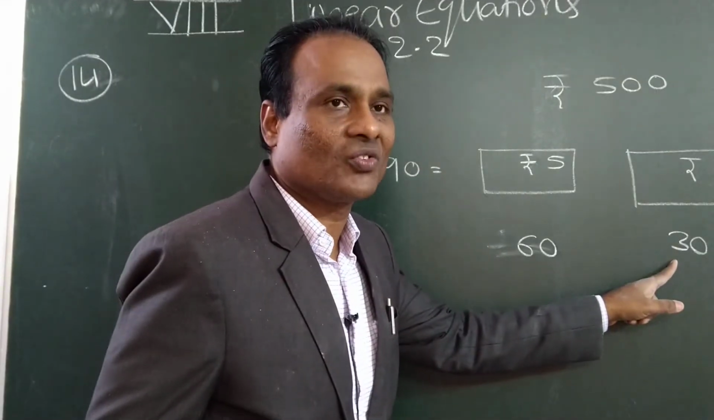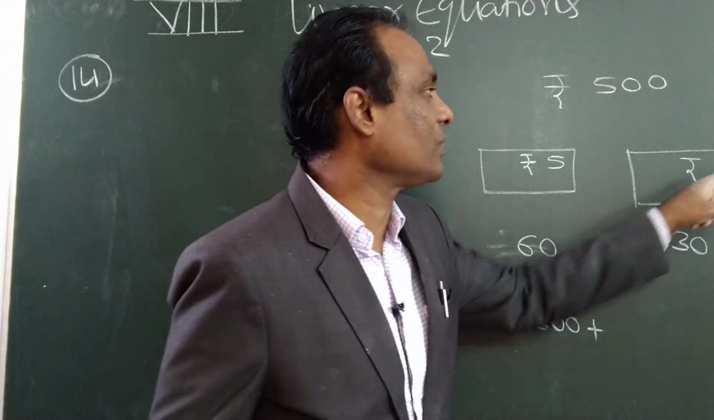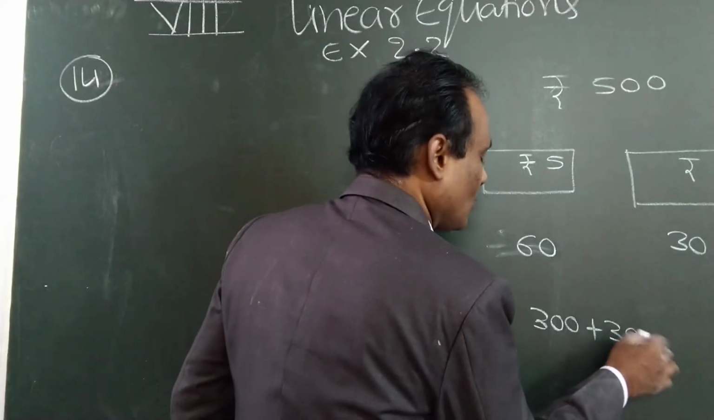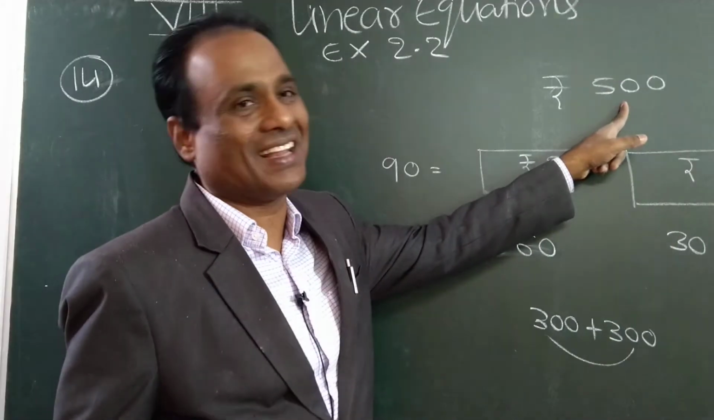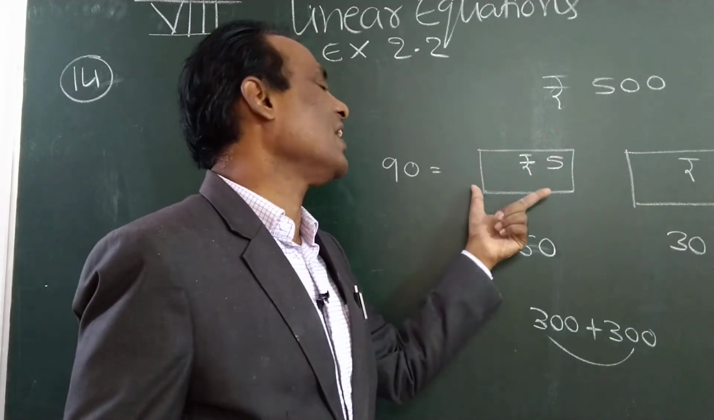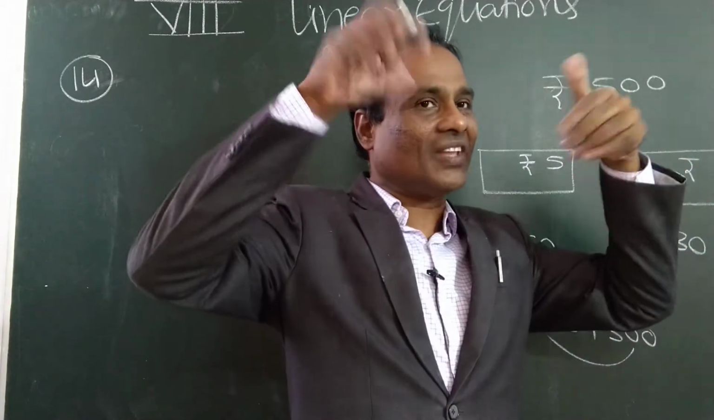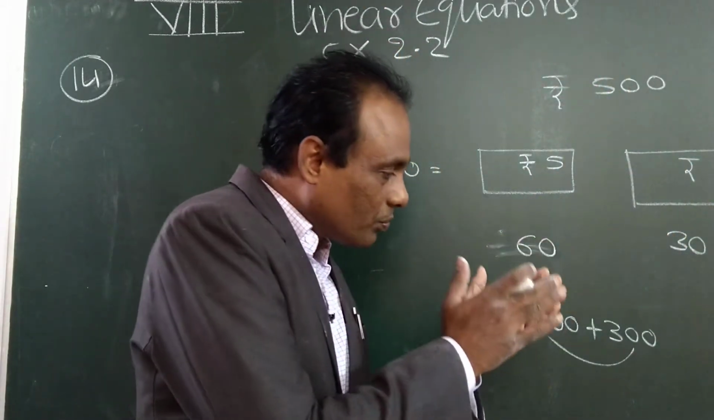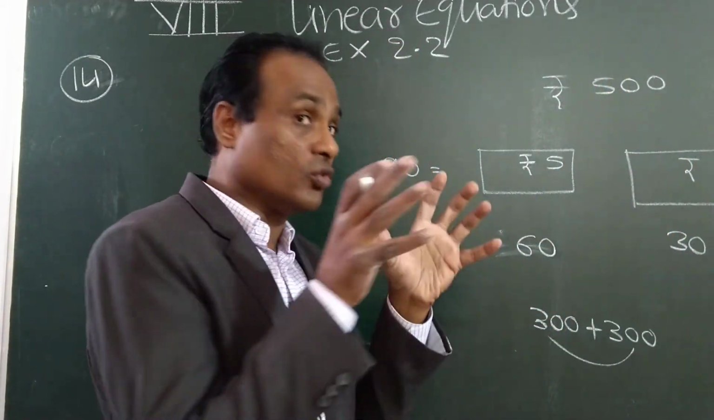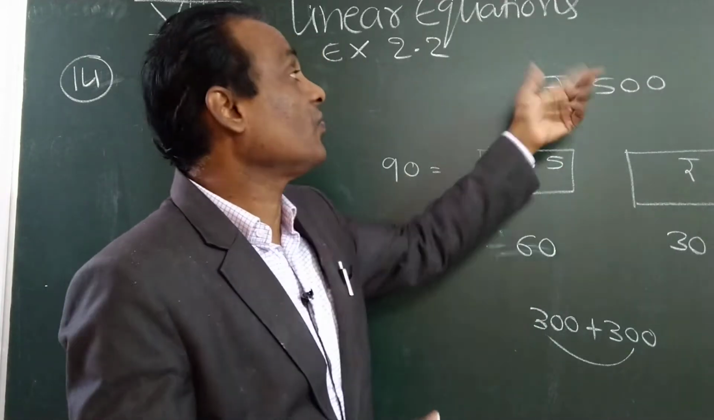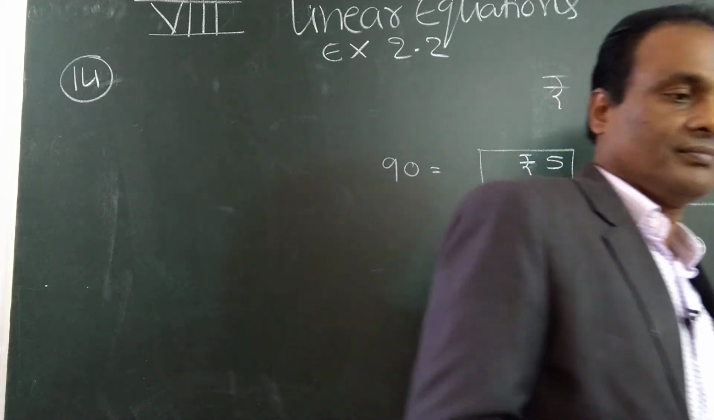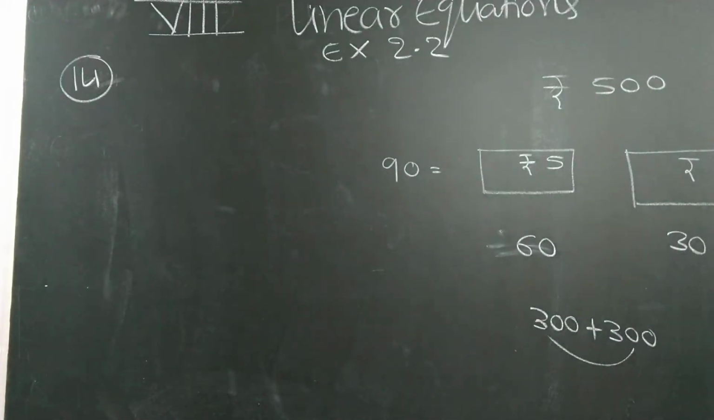30 10 rupee notes. What is the value of 30 10 rupee notes? 300. So total value is 600, but it is not 600. This is 500. So how many 5 rupee notes, how many 10 rupee notes do you think we should have? The total notes will be 90, but the value is 500. That is the question.